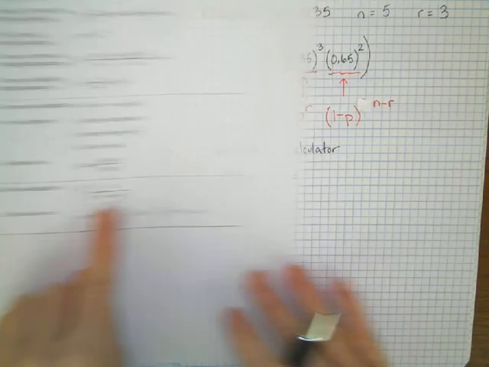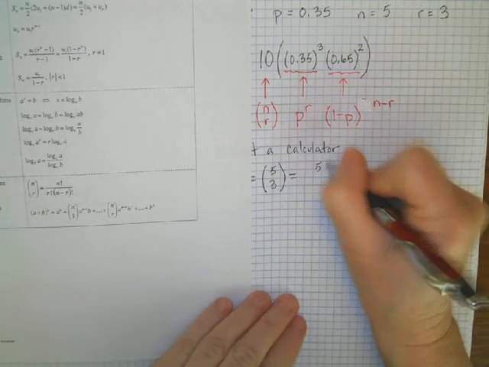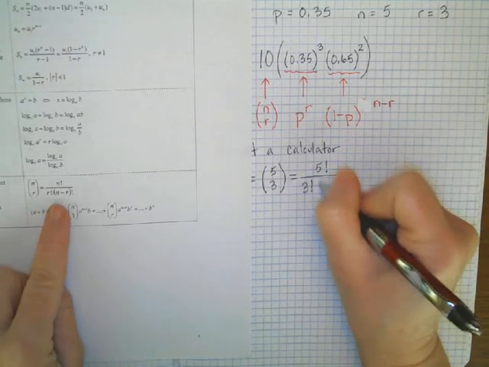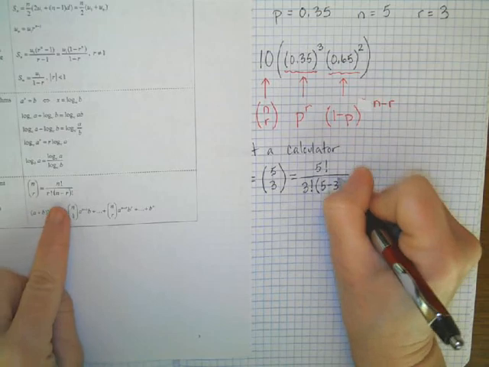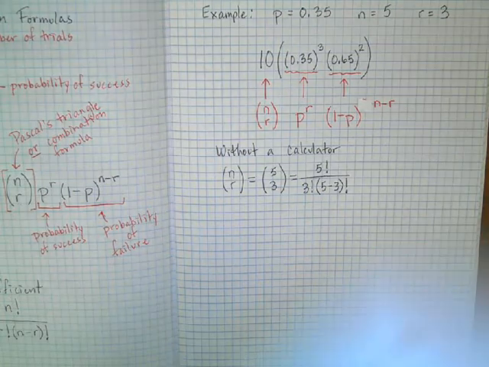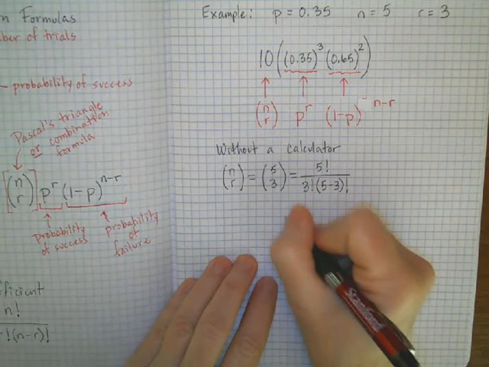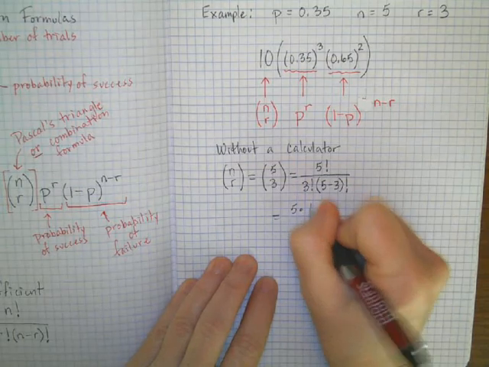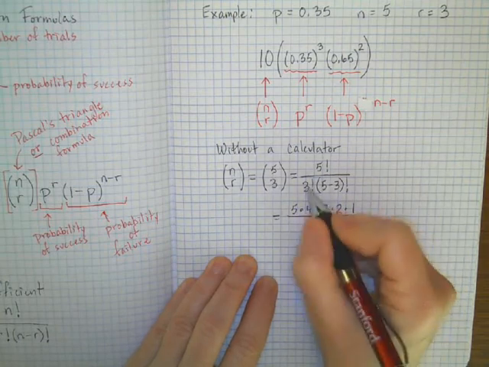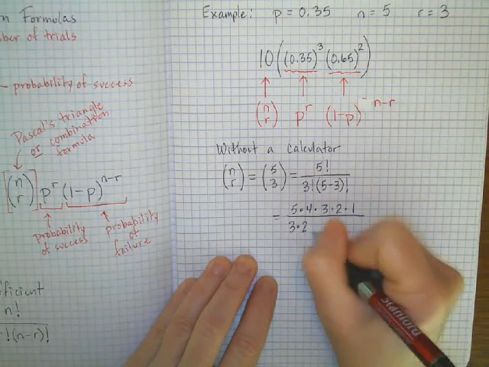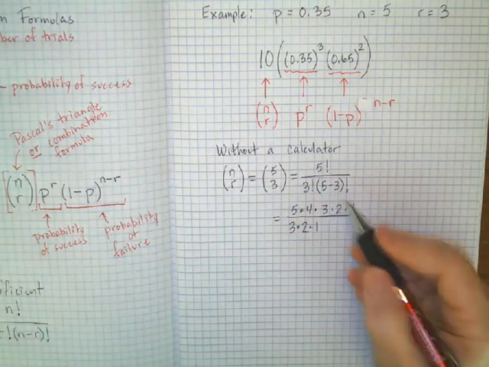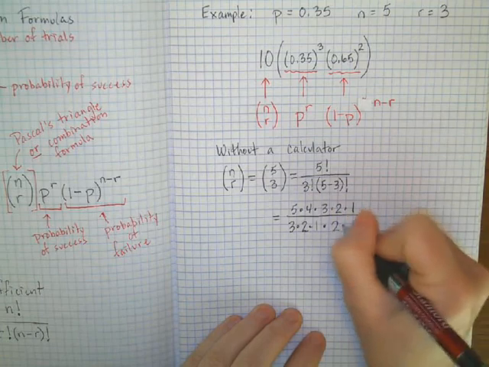I would look at that and I go, okay, N factorial, so that'd be 5 factorial over R factorial times parentheses 5 minus 3 factorial. Okay, so now we're going to write it out and we're going to reduce it. So 5 factorial means 5 times 4 times 3 times 2 times 1. And in the denominator, 3 factorial is 3 times 2 times 1. And then 5 minus 3 is 2. So 2 factorial would be 2 times 1.